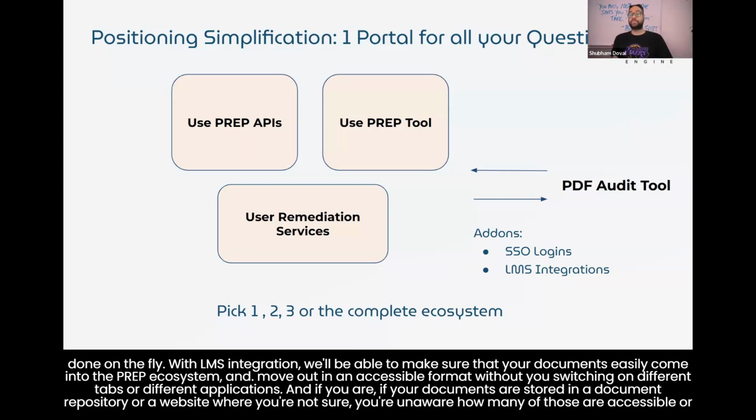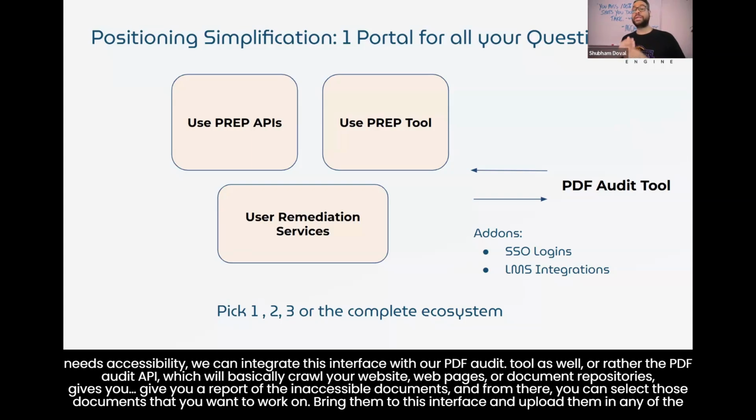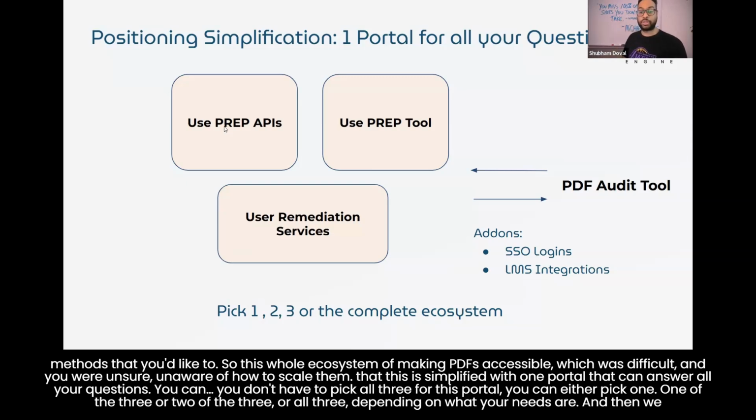And if your documents are stored in a document repository or a website where you're unaware how many of those are accessible or need accessibility, we can integrate this interface with our PDF audit tool as well, or rather the PDF audit API, which will basically crawl your website, web pages, or document repositories, and give you a report of the inaccessible documents. And from there, you can select those documents that you want to work on, bring them to this interface, and upload them in any of the methods that you'd like to.